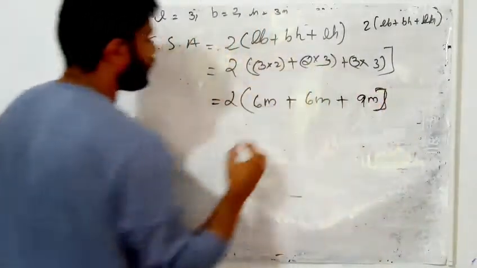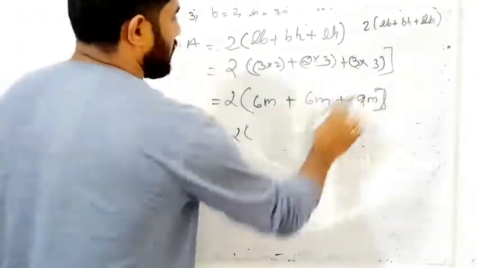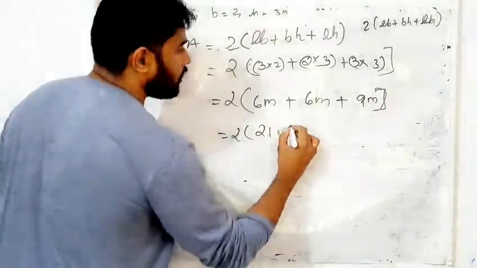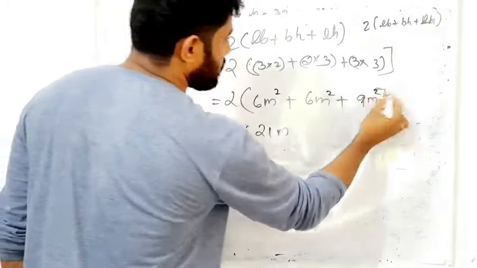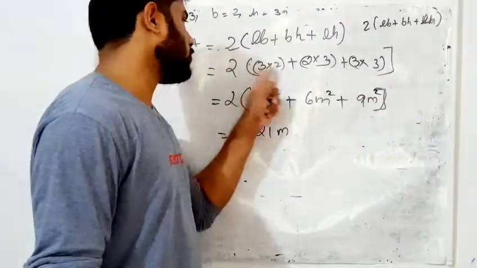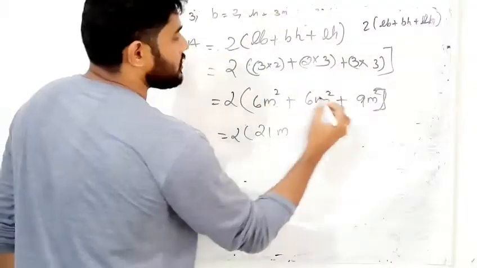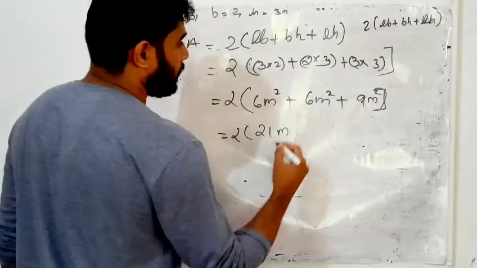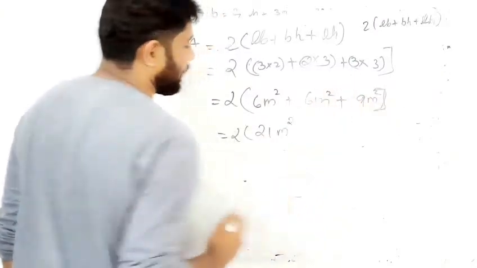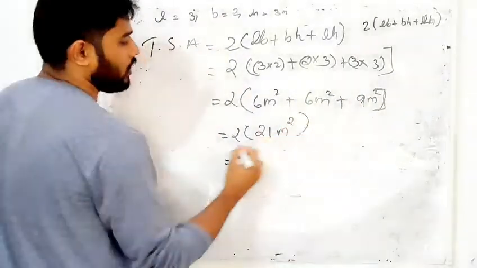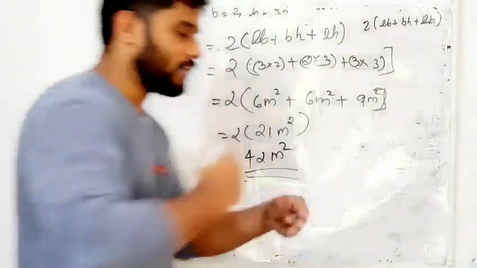Clear? Now 2 into (6 plus 6 plus 9), that means 6 plus 6, 12, 12 plus 9, 21. Meter into meter is meter square, so everything is meter square. 3 meter into 2 meter, 3 into 2, 6, meter into meter, meter square, same way here also. So 6 plus 6 plus 9 is 21 meter square, into 2, 42 meter square. We need 42 meter square of wrap paper to cover the gift. Clear?